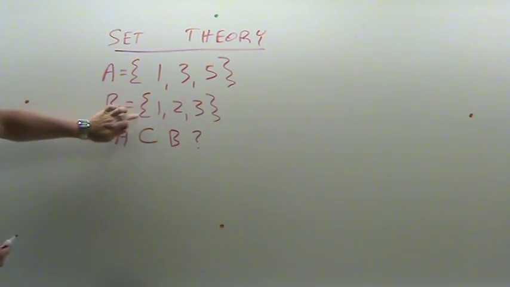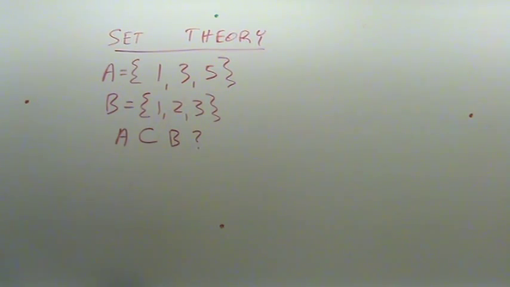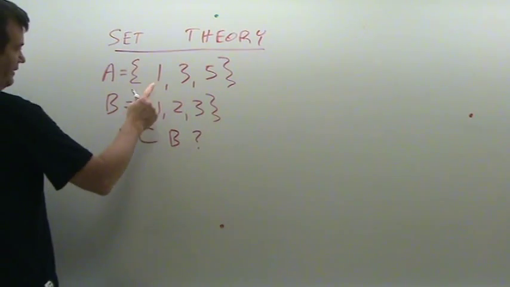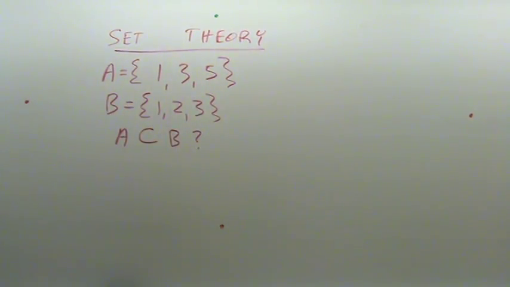Even if it went this way, the answer would be no. Because this symbol means a subset of. A is a subset of B. Right, is A a subset of B? And so what we're saying is A is 1, 3, and 5, is every member of this set, does that appear here? And if not, then it's not a subset.